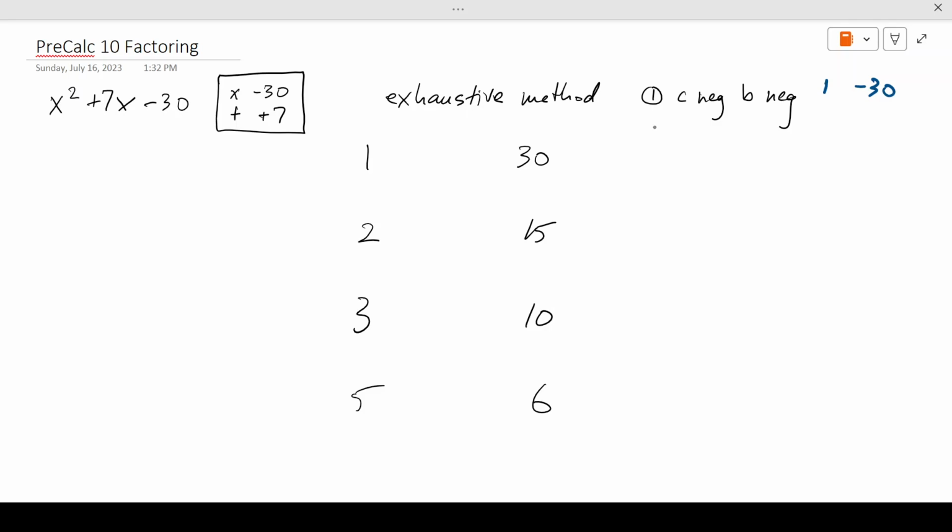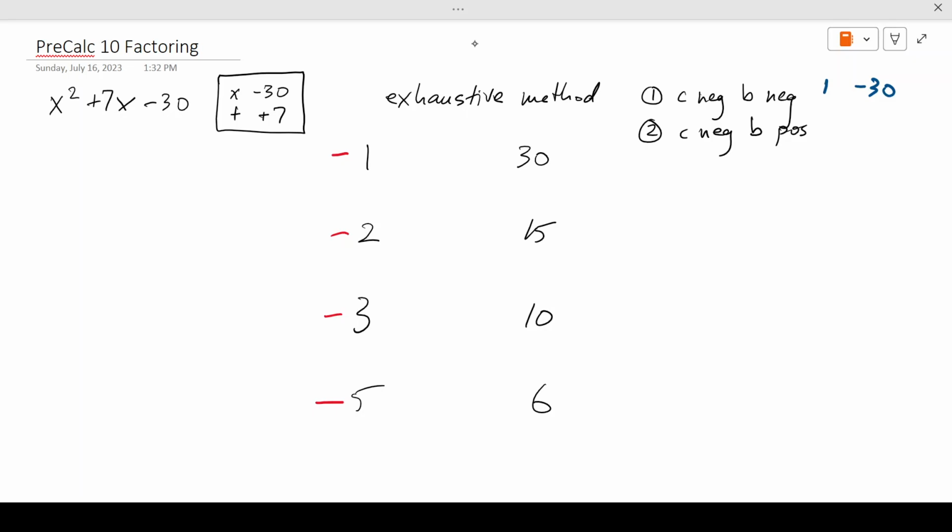So here, this is case 2 really. C is negative still, but this time B is positive. Well, to multiply to a negative, we have to have one negative and one positive. A negative times a positive is a negative, or a positive times a negative is a negative. To add to a positive, that means that the bigger numbers have to be positive. So the smaller numbers are our negatives this time.